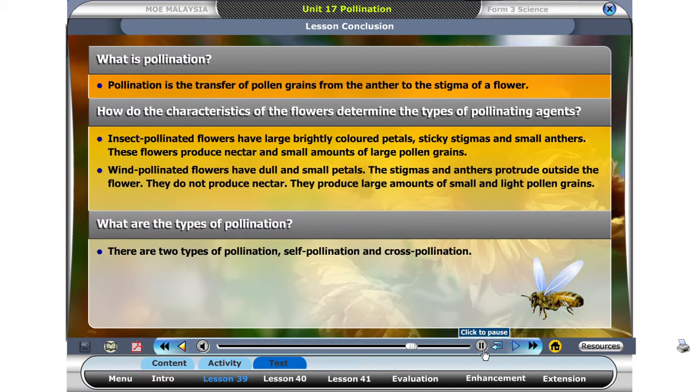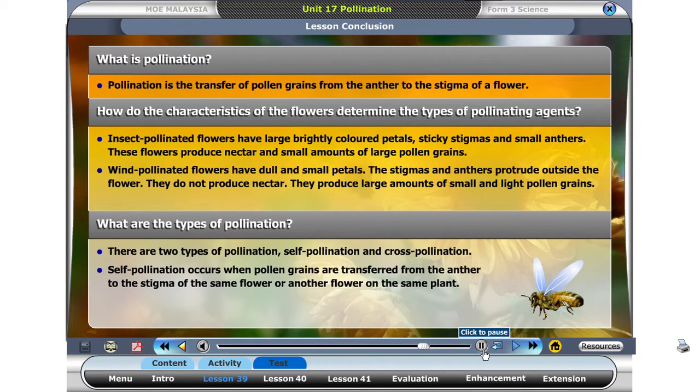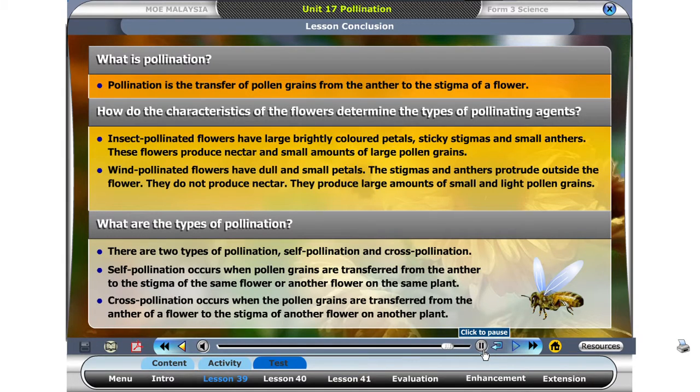There are two types of pollination: self-pollination and cross-pollination. Self-pollination occurs when pollen grains are transferred from the anther to the stigma of the same flower or another flower on the same plant. Cross-pollination occurs when the pollen grains are transferred from the anther of a flower to the stigma of another flower on another plant.